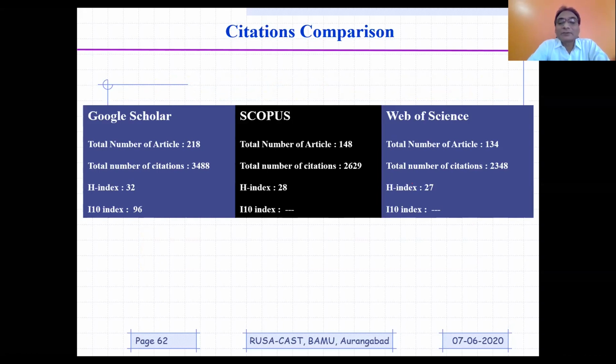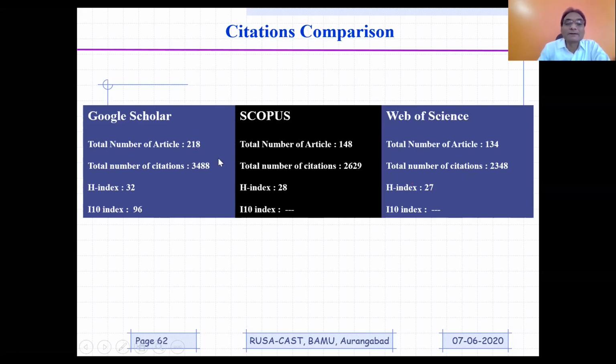This is my data only. You can see the Google Scholar citation comparison with Scopus and Web of Science. Let me tell you, I have 210 publications in Google Scholar, whereas on Scopus I have only 148 and on Web of Science 134.